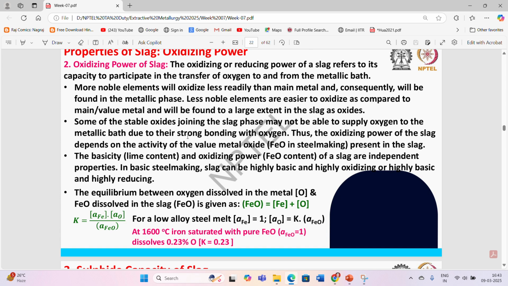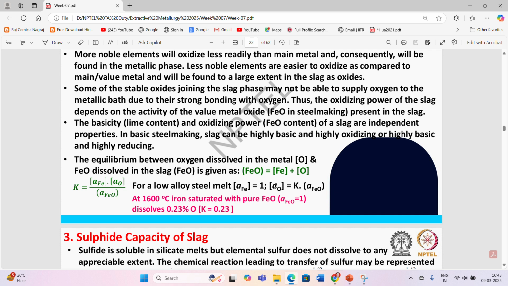Some of the stable oxides joining the slag phase may not be able to supply oxygen to the metallic bath due to their strong bonding towards oxygen. Like in iron and steel making, we talk about the iron present in the slag. The basicity and oxidizing power of a slag are independent properties. In basic steel making, slag can be highly basic and highly oxidizing, or highly basic and highly reducing at the same time.